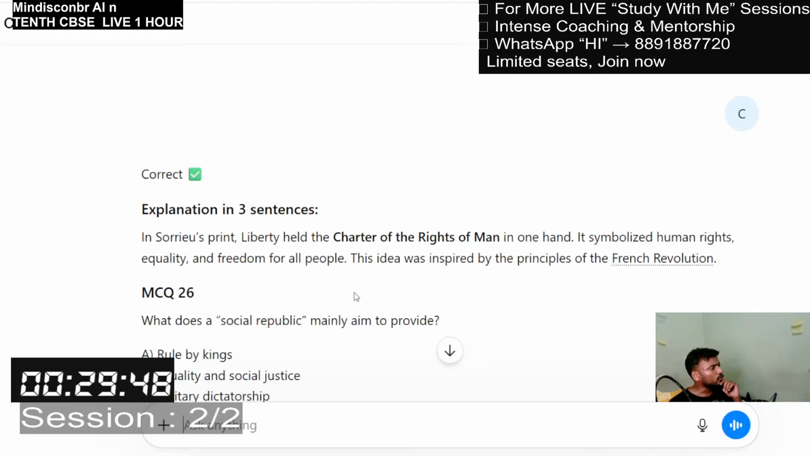In Sorio's print, liberty held the Charter of the Rights of Men in one hand. It symbolized human rights, equality, and freedom for all people. This idea was inspired by the principles of the French Revolution.